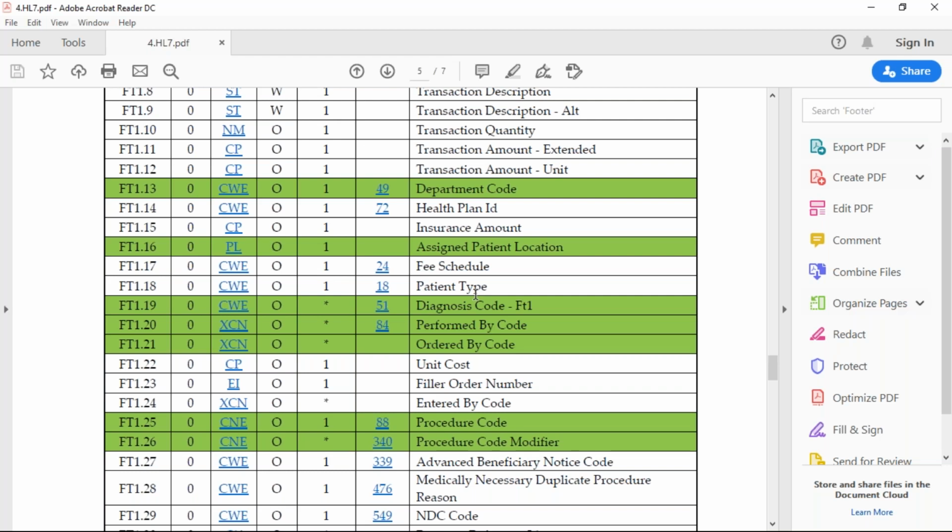Next, we have FT120 and FT121, which is performed by and ordered by codes. What does this mean? Performed by is the actual attending provider who is attending the patient. And when we talk about FT121, it is ordered by provider, which is nothing but the billing provider.